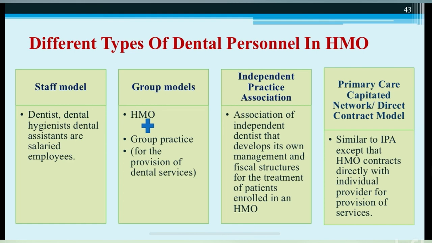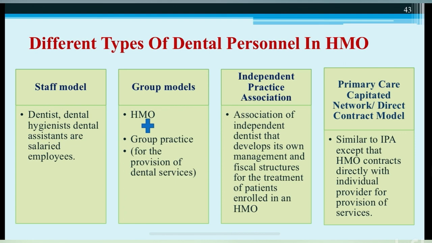Okay, so talking about the first one, that is the staff model. Here, dentists, dental hygienists, and dental assistants are salaried employees. And what happens in group model? HMO along with group practice. They just get their agreement done with the group practice people for the provision of the dental service. The next one is Independent Practice Association. Here, what happens? An association of independent dentists develops its own management and fiscal structure for the treatment of the patients enrolled in an HMO.